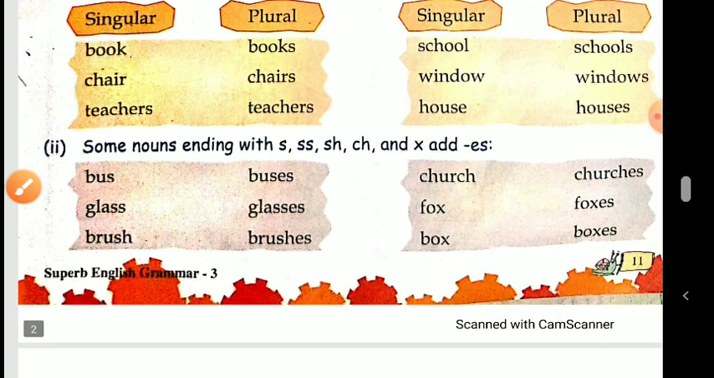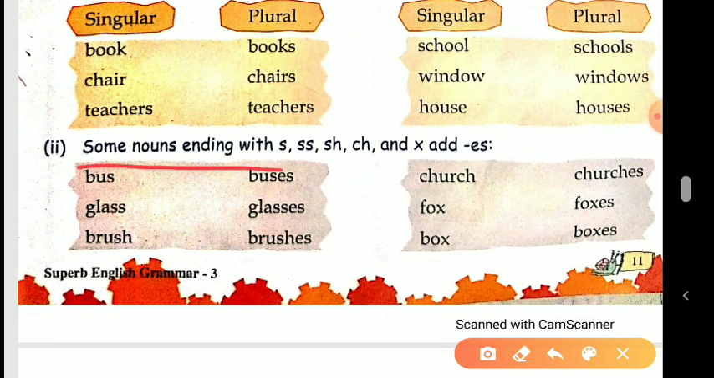Now, students, the second rule states that some nouns ending with s, double s, sh, ch, and x add es. Now, you need to remember this. All those words which end with s, double s, sh, ch, and x add es. But there are certain exceptions. English grammar has always got some exceptions.